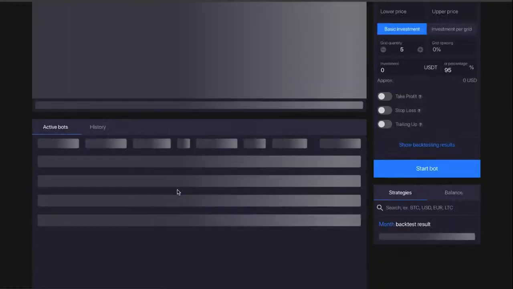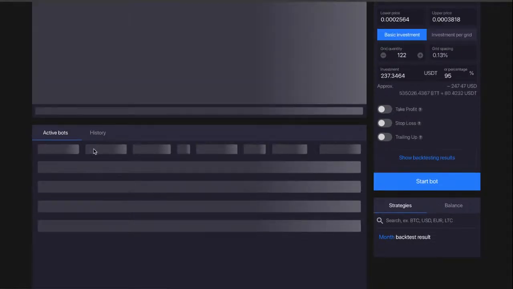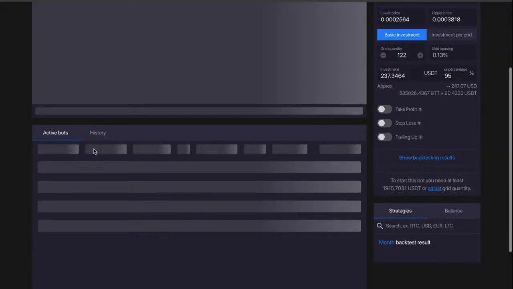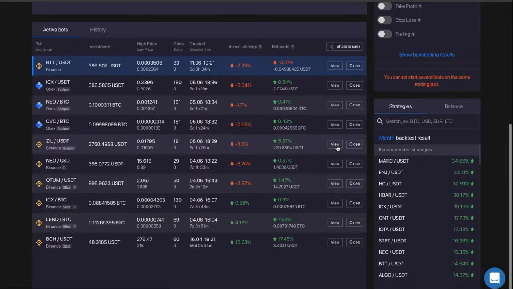So let's go to the demo mode, where, as I remember, maybe I have 8 active bots right now. I have the scalper here, I have the classic bot, and I have the S bot both with and without the trading up function on. And let's go to Zilliqa trading to USDT and click on the view button.